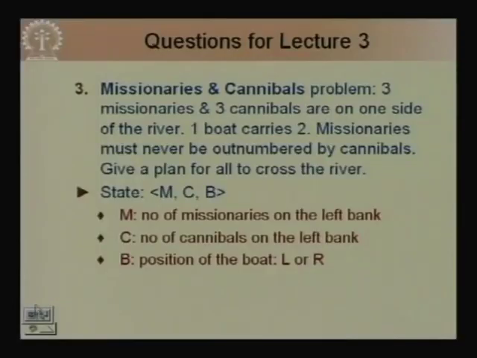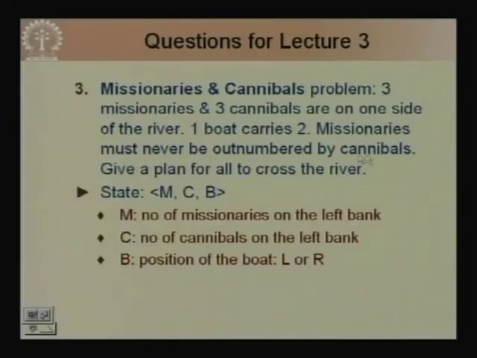The third problem that I set you in the last class was the missionaries and cannibals problem. Three missionaries and three cannibals are on one side of the river. There is one boat which can carry only two persons at a time. Missionaries must never be outnumbered by cannibals. You need to give a plan to cross the river. And for this problem, I wanted you to come up with the state space representation.